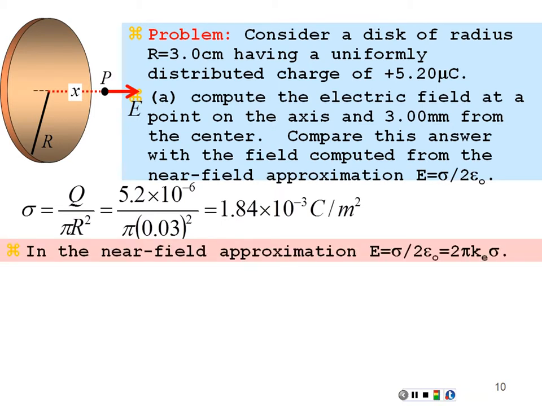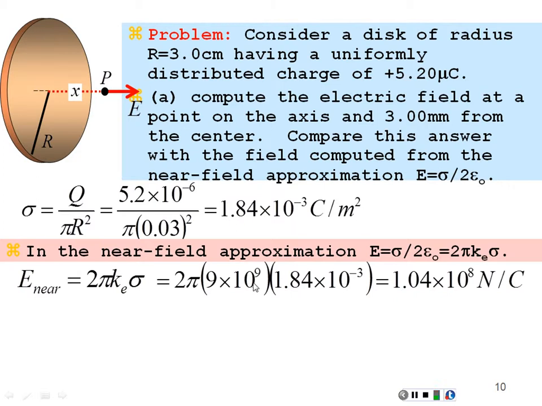In the near field approximation, the E field will equal 2 pi k sigma. That's going to be 2 pi times 9 times 10 to the 9, and we just figured out sigma to be 1.84 times 10 to the minus 3 coulombs per meter squared. So this will be an E field of approximately 1 times 10 to the 8 newtons per coulomb.